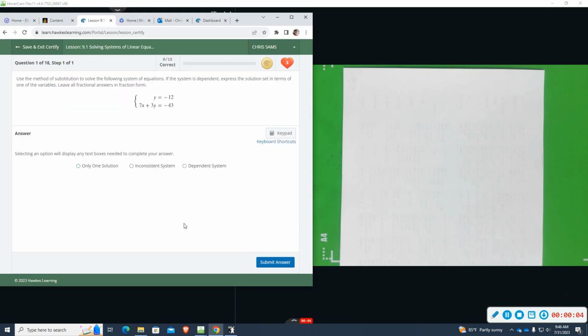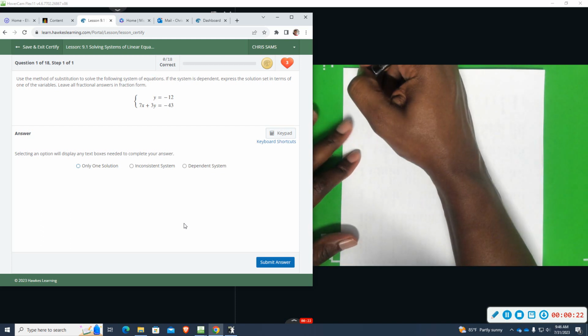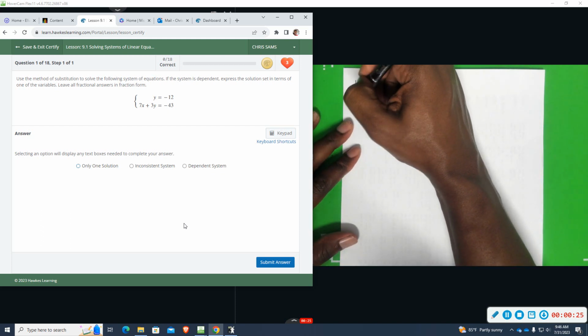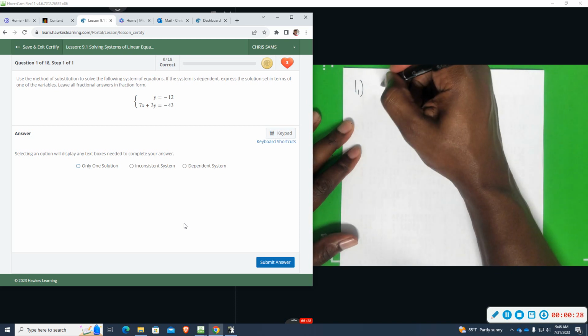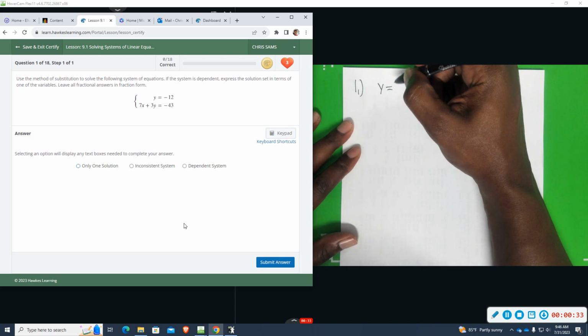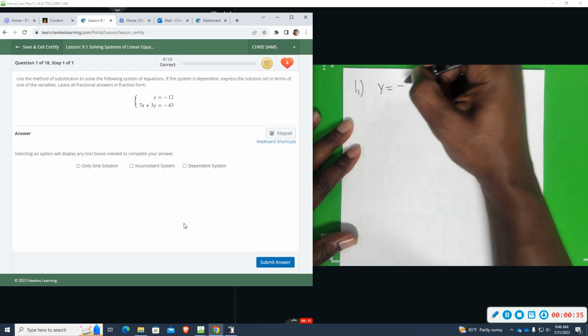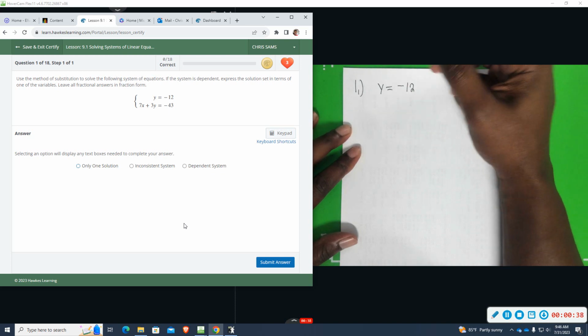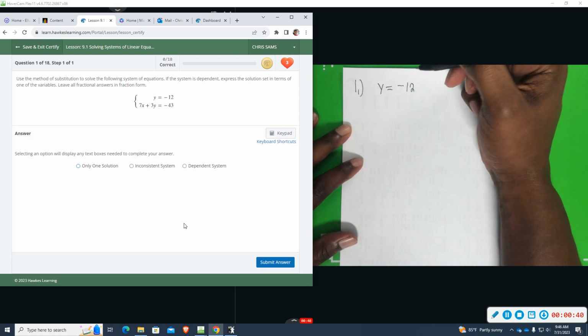All right, so number one, it says use the method of substitution to solve the following system of equations. So we have two equations, and substitution just means we want to plug one value into the other. They already give us the y value, and this is usually what happens when you solve by elimination. You end up finding a value for one of them, y equals -12. So this is the equation of a horizontal line.